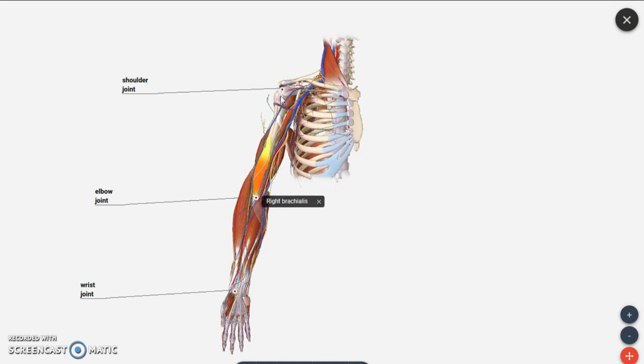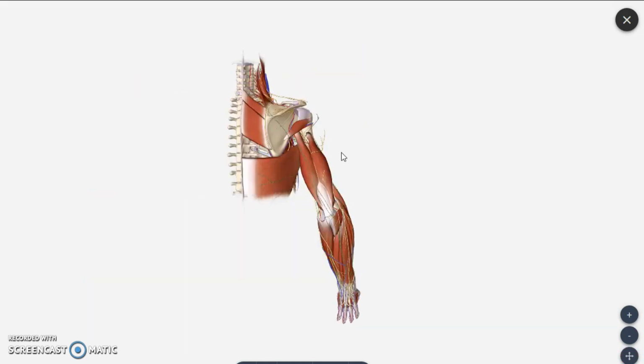Now we have dealt with these muscles. Now we are going to see the posterior compartment of the arm region. We already dealt with the anterior compartment, three muscles. Now in the posterior compartment of the arm, that is between the shoulder joint and the elbow joint, this region we call the arm. In the posterior aspect of the arm, we have only one muscle present, and that muscle we call triceps brachii.